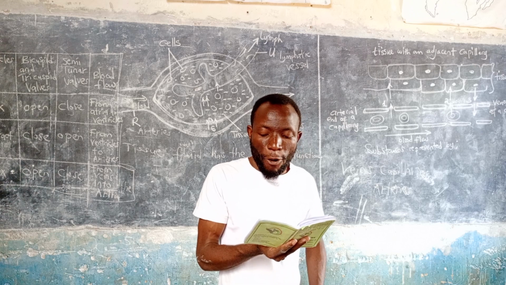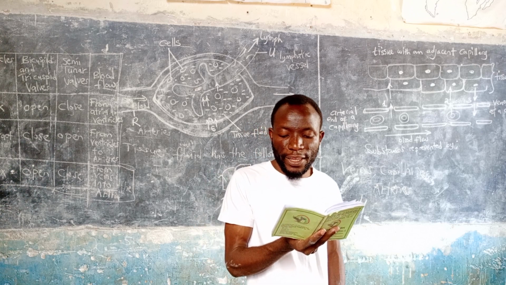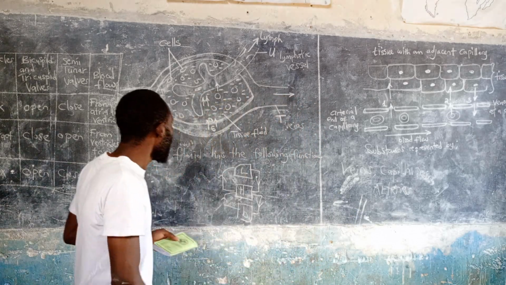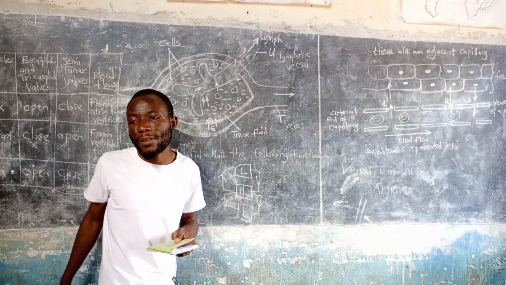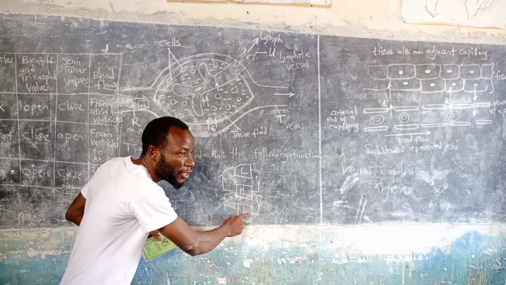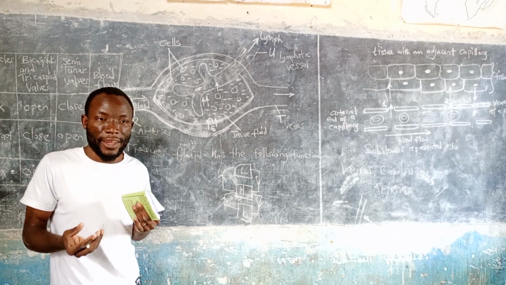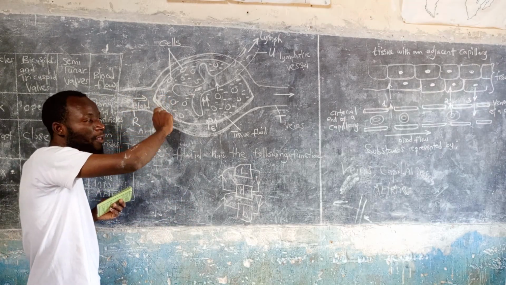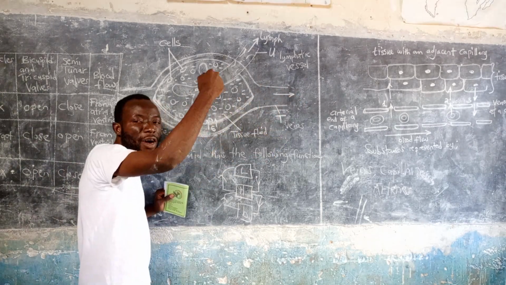Compare the blood pressure at R to that at T and give a reason for your answer. Because these are coming straight from the heart, are we together? So they will be carrying blood at a very high pressure. So blood is at high pressure. These are carrying blood away from the body cells back to what? The heart.